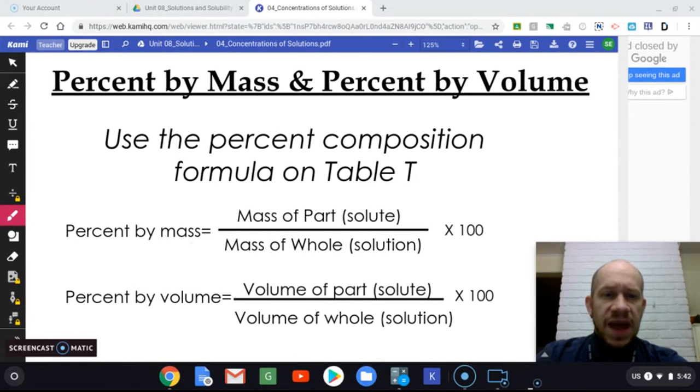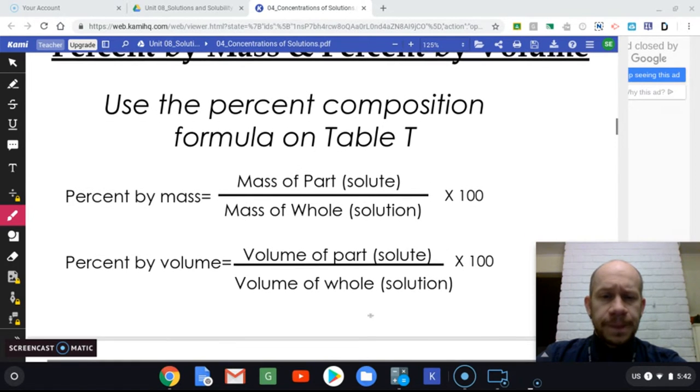So the percent by mass is equal to the mass of the part, which is going to be the solute, over the mass of the whole, which is the solution, times 100. When you do the mass of the whole, you have to make sure you add the grams of your solution as well as the grams of your solute. When you do the percent by volume, you'll use the same formula, except it's going to be the volume of the solute over the volume of the solution, which is the whole thing, times 100.